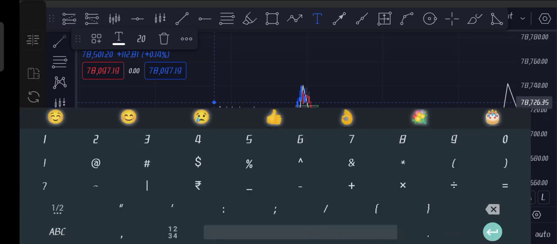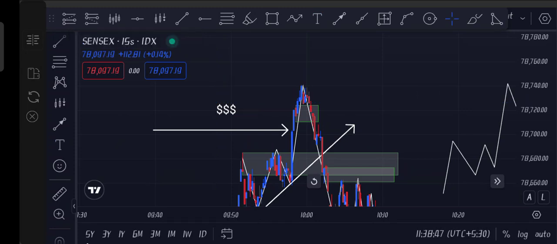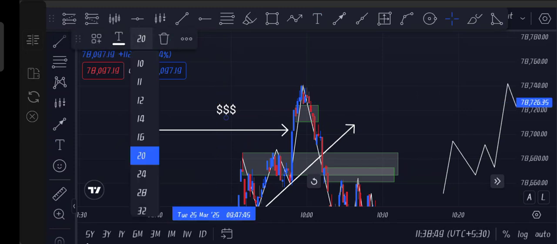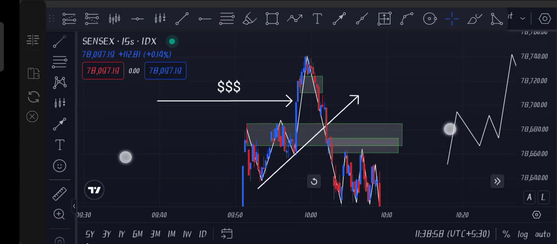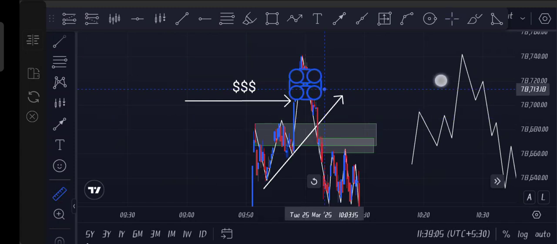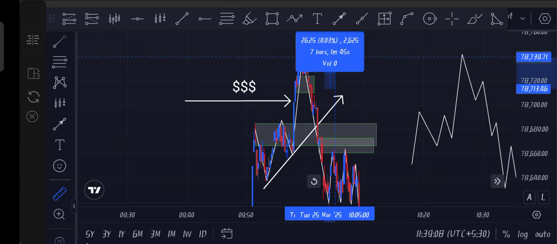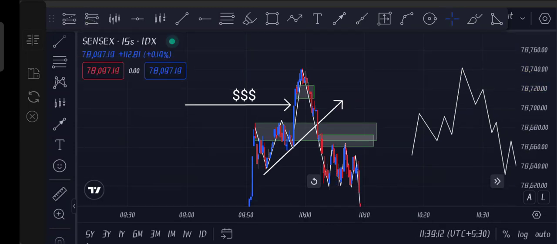Now I add some dollar sign and increase the size of this. Yes, now this is okay. This grabs the high liquidity, and then goes in the downside direction. This is our stop loss, about 20, 30 points, and we target a downside direction from this level.